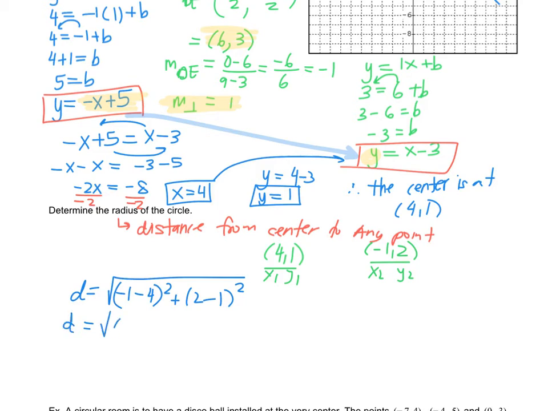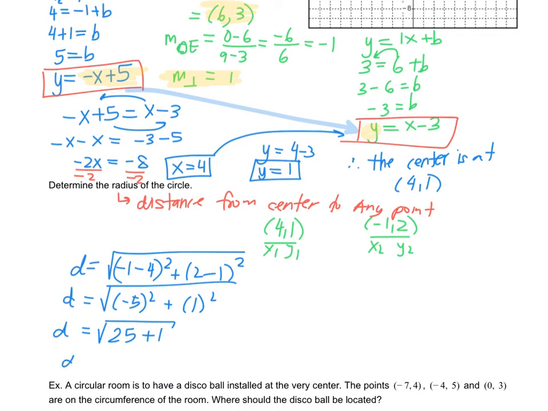But here, negative 1 minus 4 is negative 5, 2 minus 1 is 1. And when you square any number, positive or negative, it will become positive. So negative 5 all squared is 25. 1 squared is 1. So my distance is the square root of 26 units, and that's the exact radius.